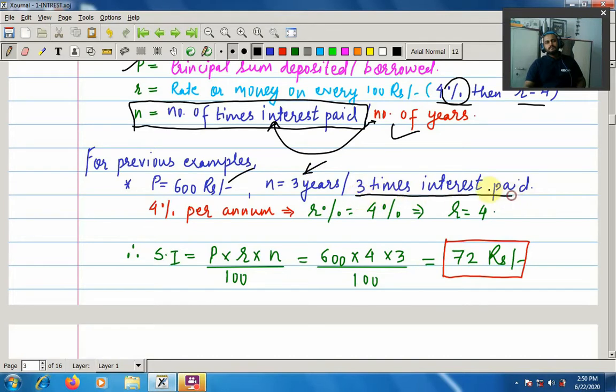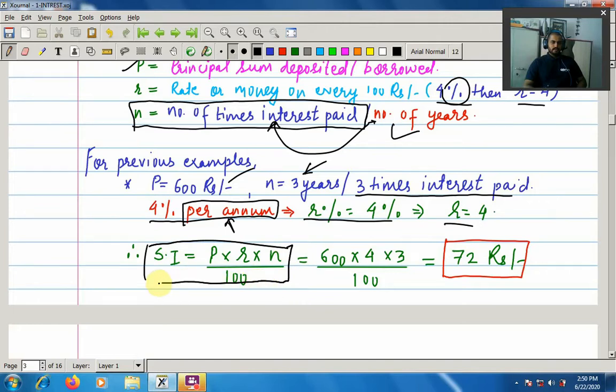times interest paid, because this 4% is per annum. This is very important. So it is per annum, so I can take N as my number of years, and you can see that the number of years and the number of times interest is paid are equal, and R percent is 4%, so R is 4. The simple interest formula is this, put everything into it: 600 into 4 into 3, so 72 rupees.